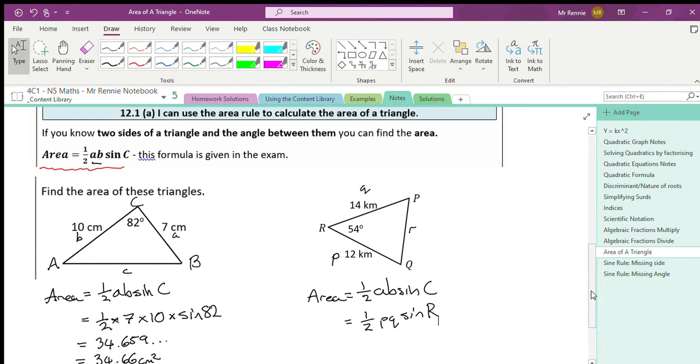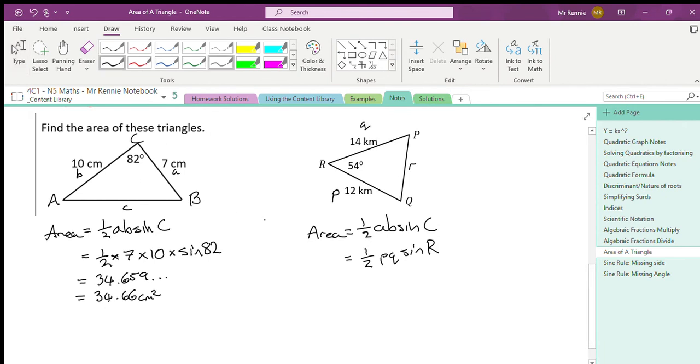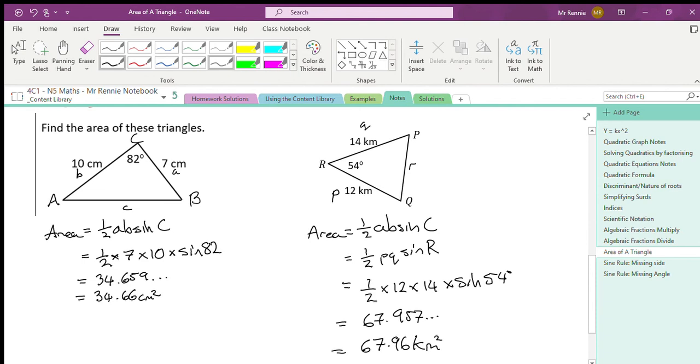Let me just scroll down. Now I'm going to insert the numbers for my triangle, so it's going to be a half times P, P is 12, times Q, which is 14, multiplied by sine of the angle R, which is 54 degrees. Put that into your calculator and hopefully you get the same as what I get, 67.957... and if we round that to 2 decimal places again, it will be 67.96. Now this was area, it was in kilometres, so it's going to be kilometres squared.